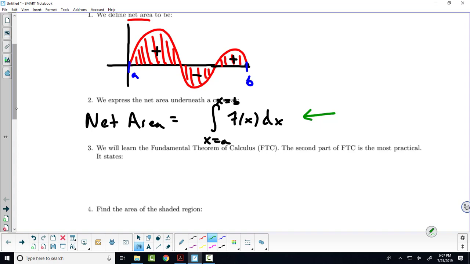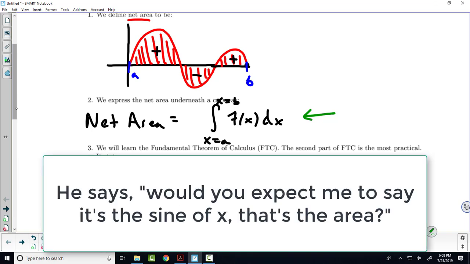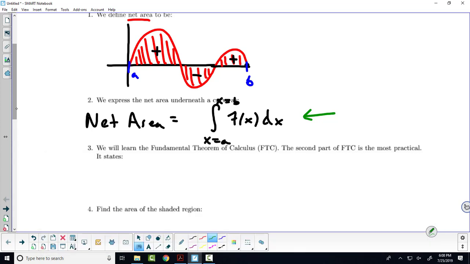So what type of object should it be? Would you expect me to say it's the sine of x? That the area underneath this curve is the sine of x? It's a specific, finite value. It's a number. Good. So it's important that you realize that this quantity right here is a number. It might be the number 35. That is the area underneath the curve. It might be the number pi over 2. That's the area underneath the curve. But it's got to be a number.